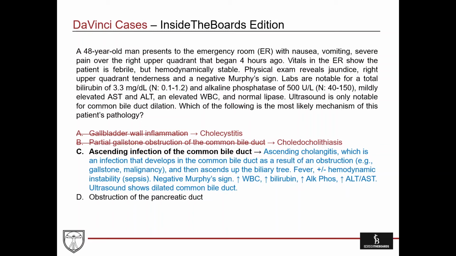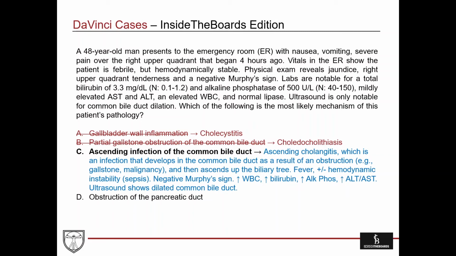In ascending cholangitis, expect to see the full gamut of laboratory abnormalities. So leukocytosis, increased bilirubin, increased alkaline phosphatase, and an increased ALT or AST, which you can also refer to as a transaminitis. Anything else on that?